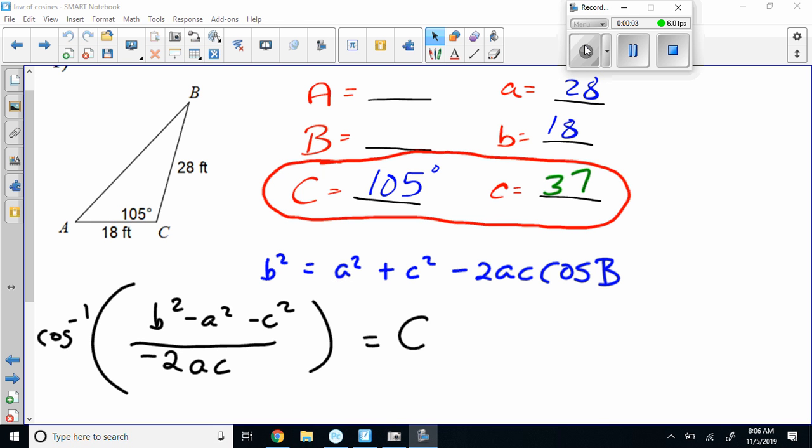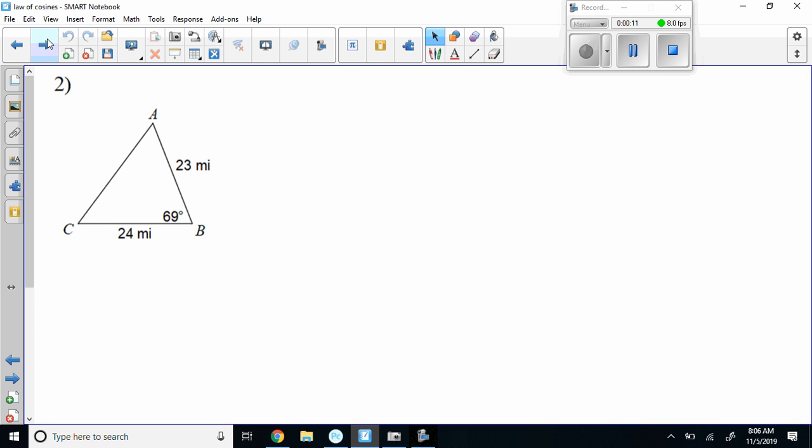Okay, so it's Tuesday, November 5th. We're on the second day of law of cosines. I need for you to work number 2. I need you to take what we started yesterday and carry it forward. Let's see what you can do. We'll give you 2 minutes to start.